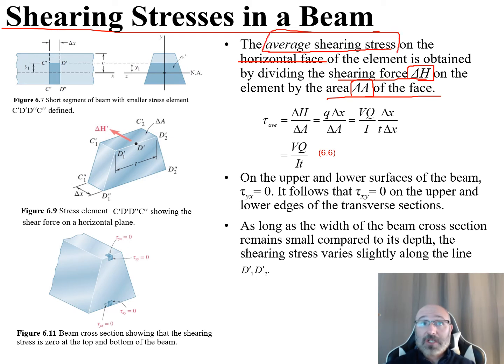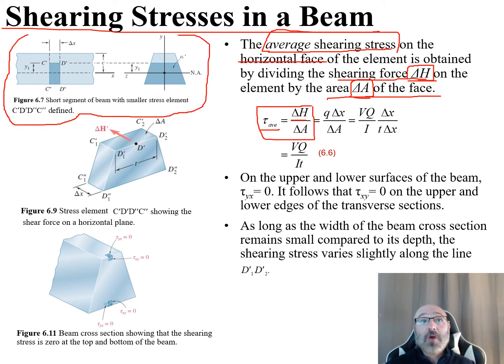So our average shearing stress, this is our tau average, is our shearing stress, and this is obtained by that delta H over delta A. That's the relationship we're looking at, using the relationship we just discussed above with delta H and delta A. We can go back over on the left and look at this figure. We've seen this figure before. This is a short segment of the beam with a small stress element. The stress element we're looking at is C prime, D prime, C double prime, and D double prime.